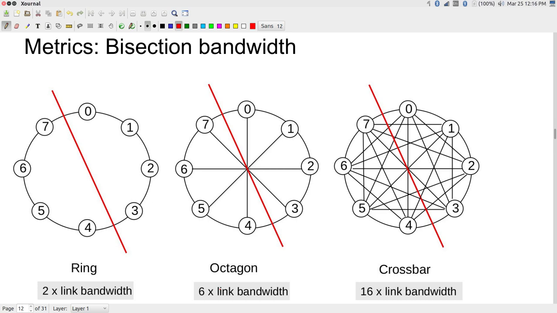Okay, the crossbar, once again, as you might expect, gives you the best possible bandwidth, 16 times the link bandwidth in this case.